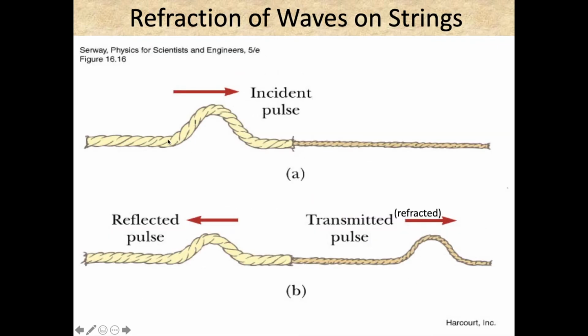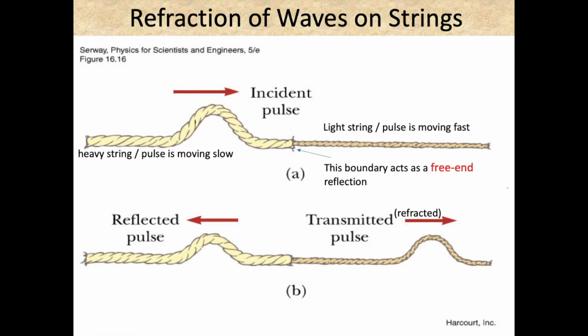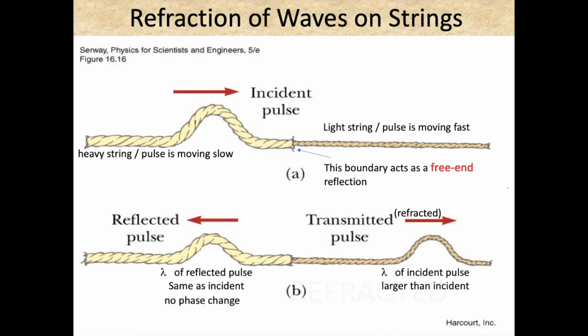If a pulse is traveling from a heavy string where it's moving slowly to a lighter string where it's moving fast, that boundary acts as a free end reflection, so the reflected pulse moving back in the same medium has gone through no phase change, which means its wavelength is the same as incident, but the wavelength of the refracted pulse is larger than the incident.